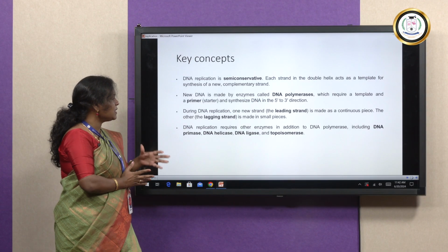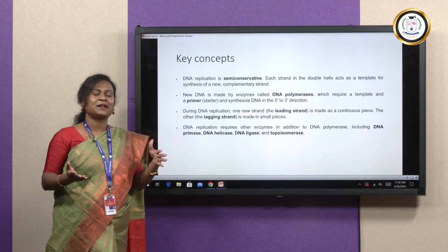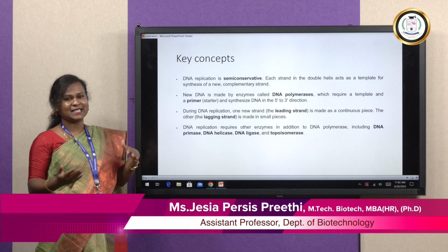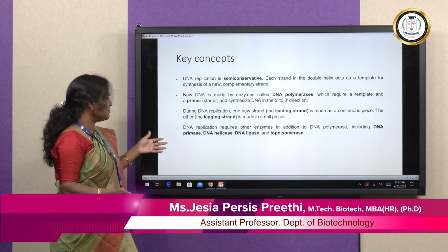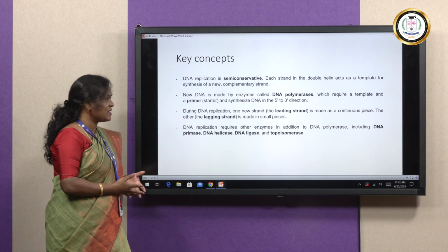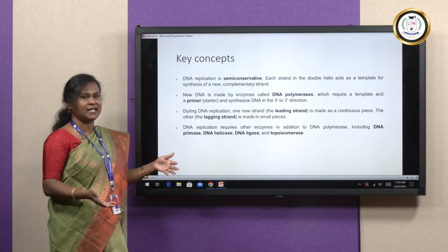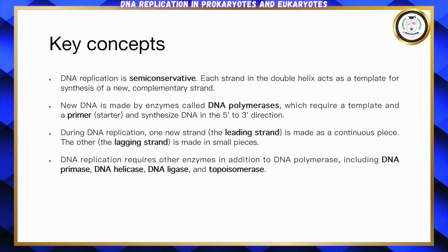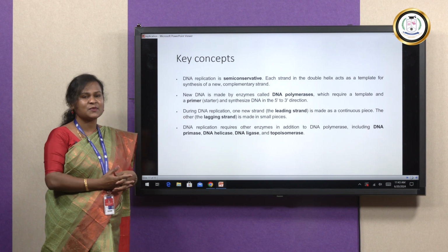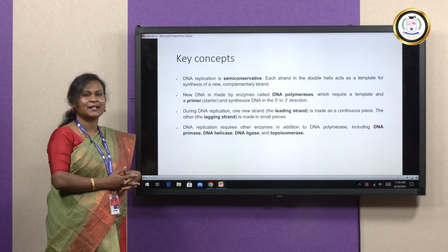And during the replication, there are two strands which are formed. One is the leading strand and the other is the lagging strand. And finally, there are different types of enzymes like DNA polymerases. There are different DNA polymerases which we will be seeing in the future class, and there are DNA primases and DNA helicase, ligase and topoisomerase. Likewise, there are a lot of enzymes which are employed in the process of replication.